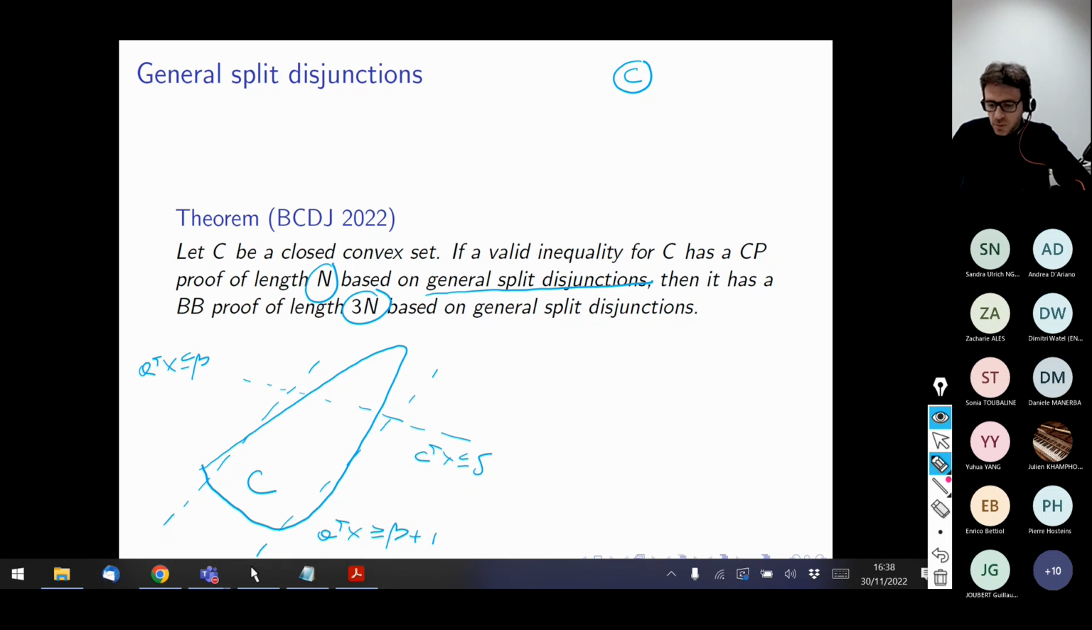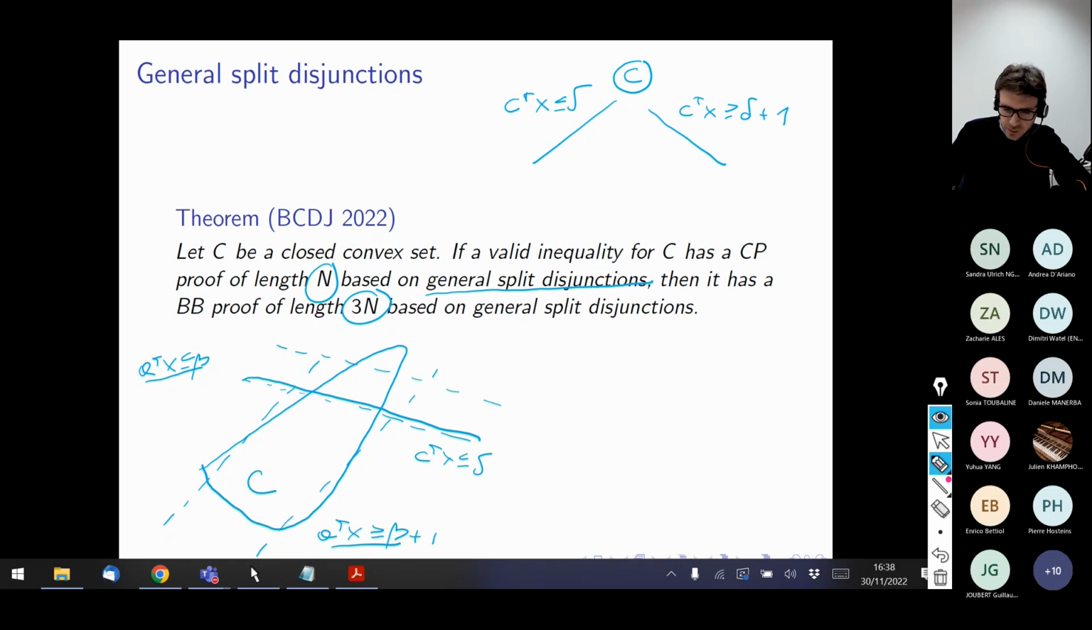Now I want to construct a branch and bound proof. What do I do? Well, I don't apply this disjunction, but another one. I will impose either c transpose x less than or equal to delta, assuming that every number is integer in this notation, c and delta being integer vectors and number, or c transpose x greater than or equal to delta plus 1.